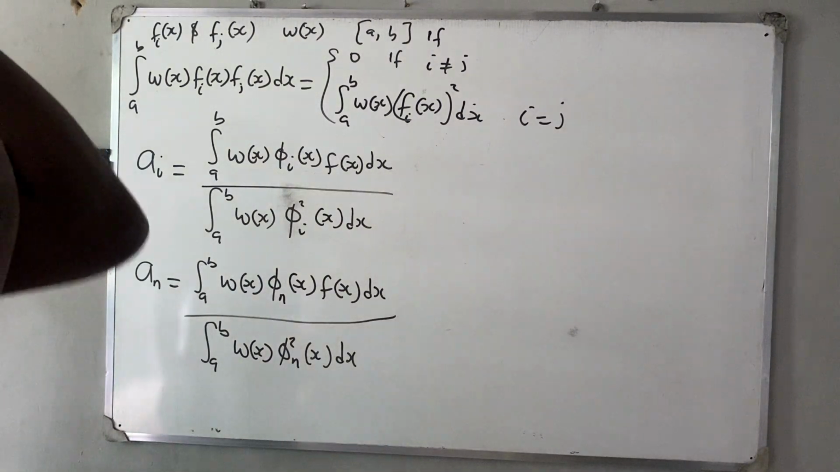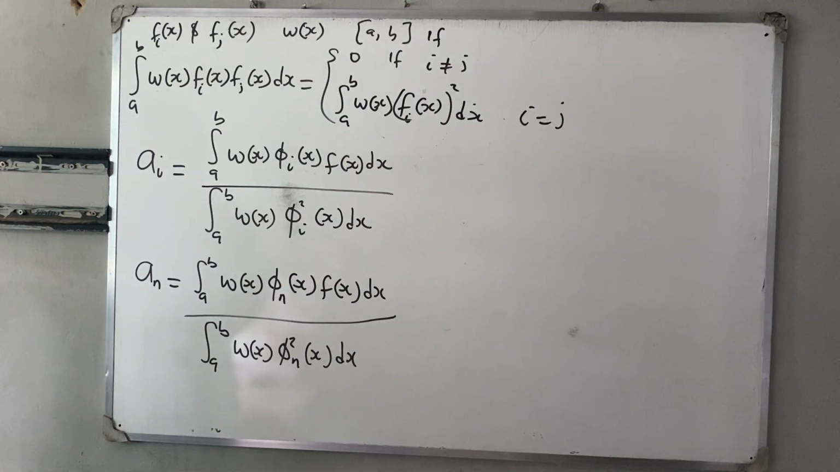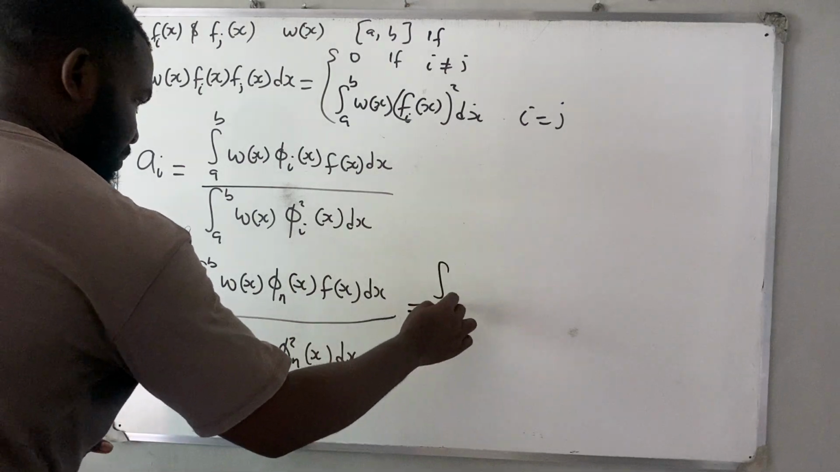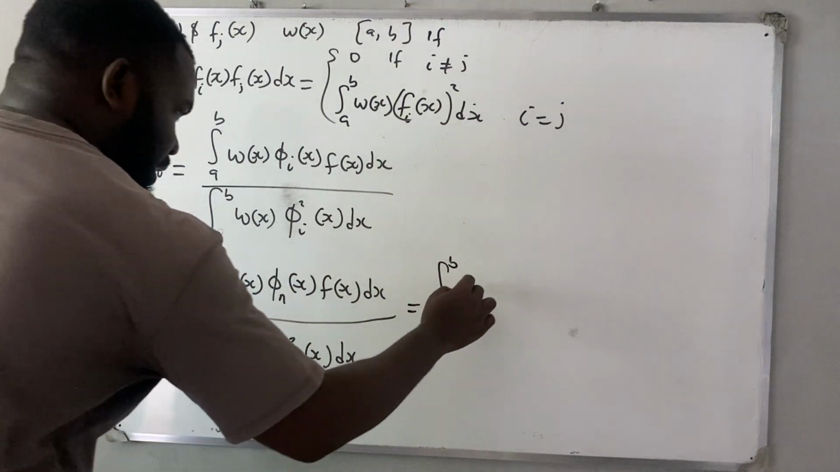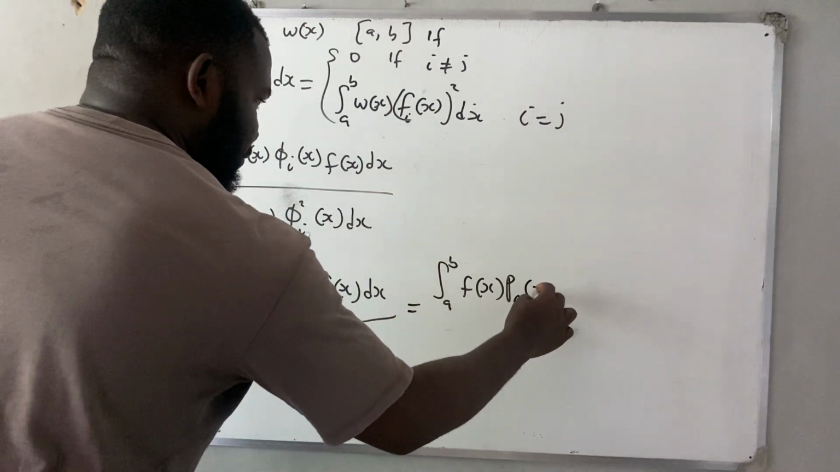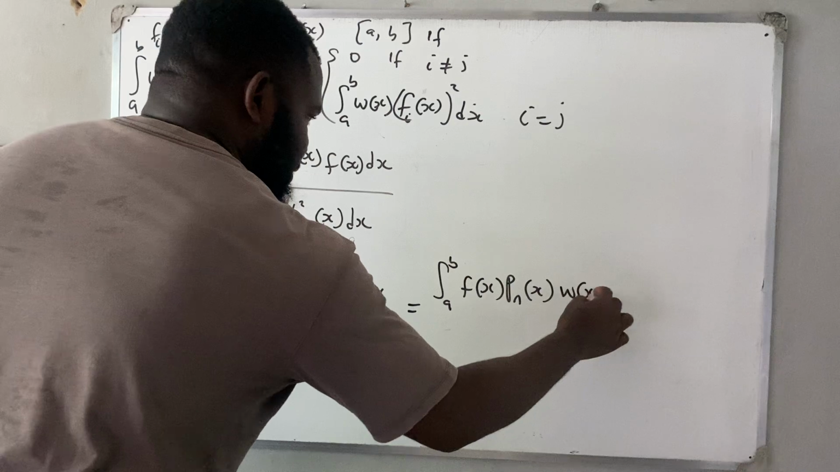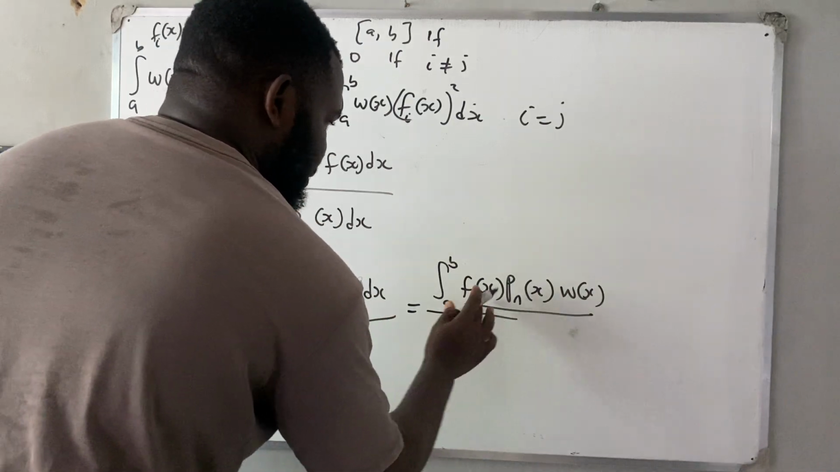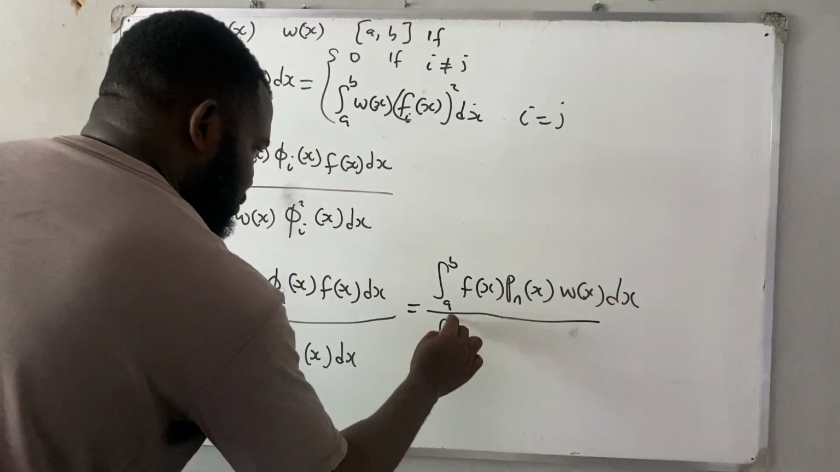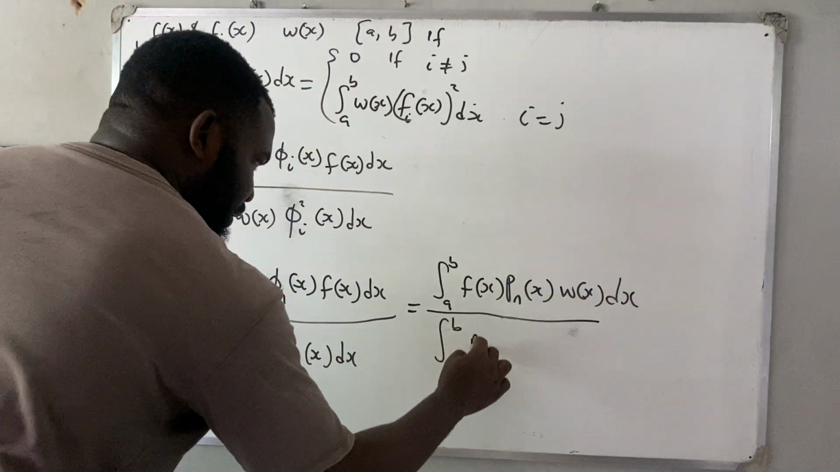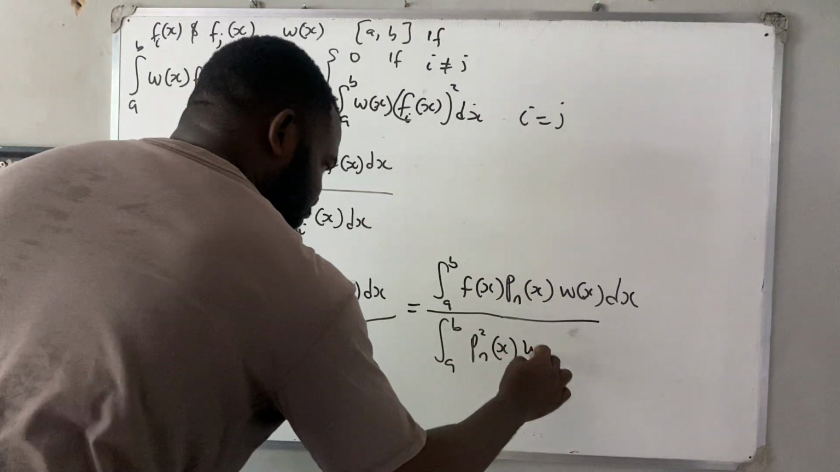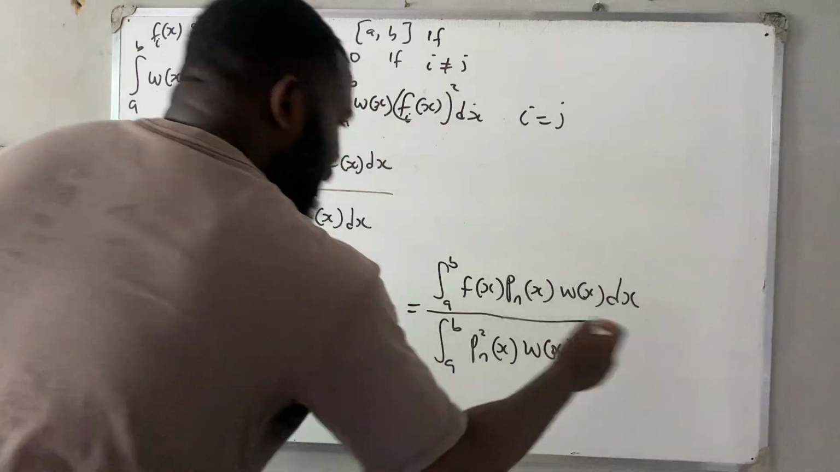According to the man that taught us, the one he gave us is something like this: the integral from a to b of f of x first, then he called this one pn of x, then the weight function of x, all over, don't forget that there is the dx here, the integral from a to b of pn squared of x with the weight function of x dx. So that's exactly what he gave us.